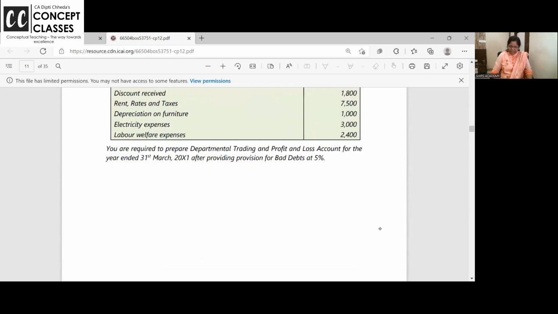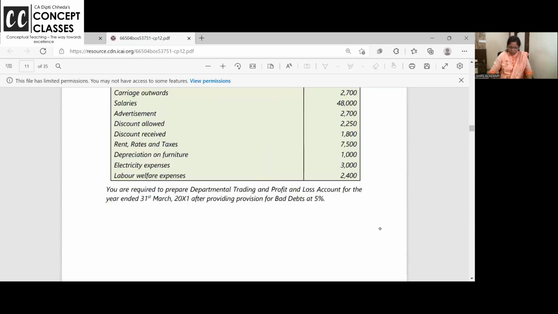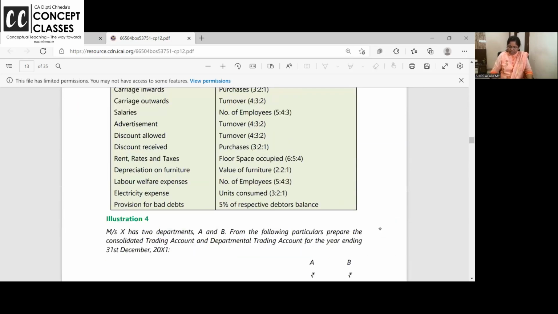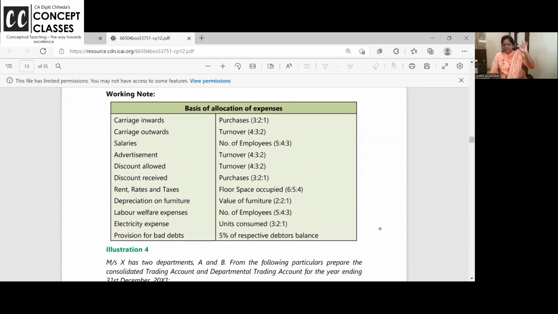So this was one nice problem. I think the rest of the problems you will be able to do, and tomorrow when we are doing branch accounting, if you can ask. See now, carriage inward is related. कभी ना 5 marks के लिए only this table is asked. Can you show the apportionment of expenses based on this?